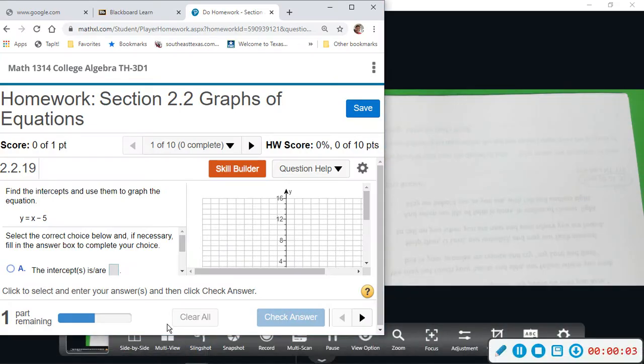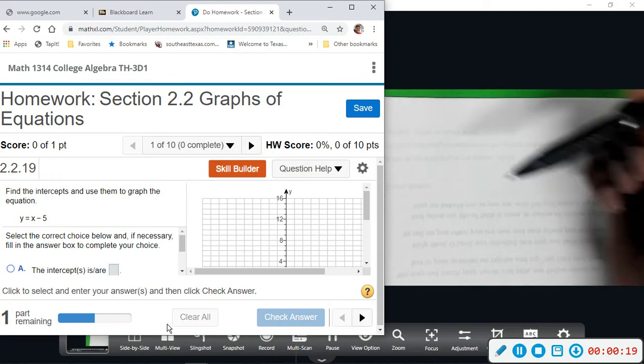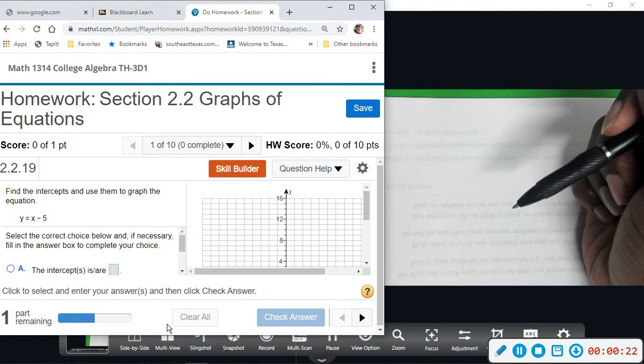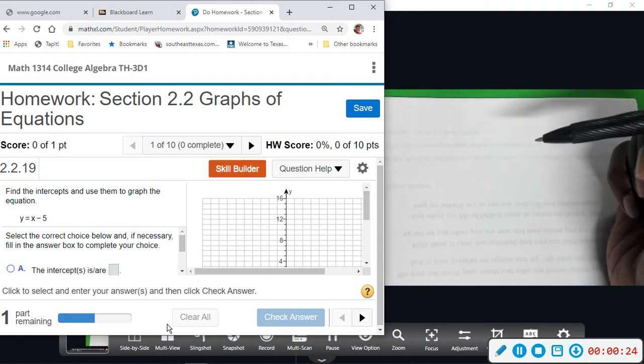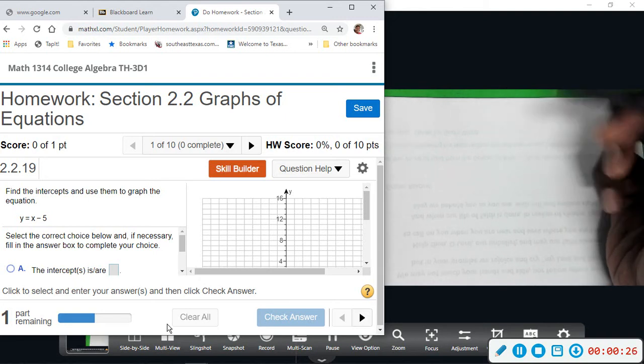Alright, section 2.2, we're going to be going over graphs of equations and some symmetry. With this first example, we want to graph the equation using the intercepts. There's a couple of different methods to graphing equations. Sometimes we'll use the intercepts. Sometimes we might actually just use the slope. You can always do it with a table.